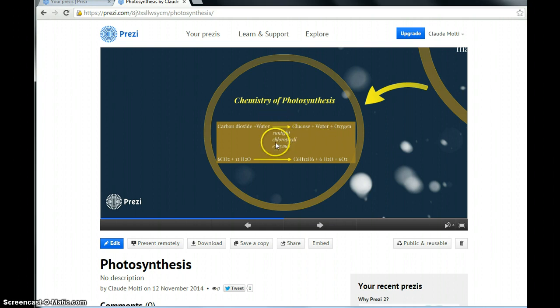For this to happen, you need sunlight, you need the green pigment inside of the chloroplast that traps the light, and you need enzymes. Remember, no chemical reaction happens without enzymes. So I gave you the word equation, and then you can see that I wrote everything here with the chemical symbols or chemical formulas.